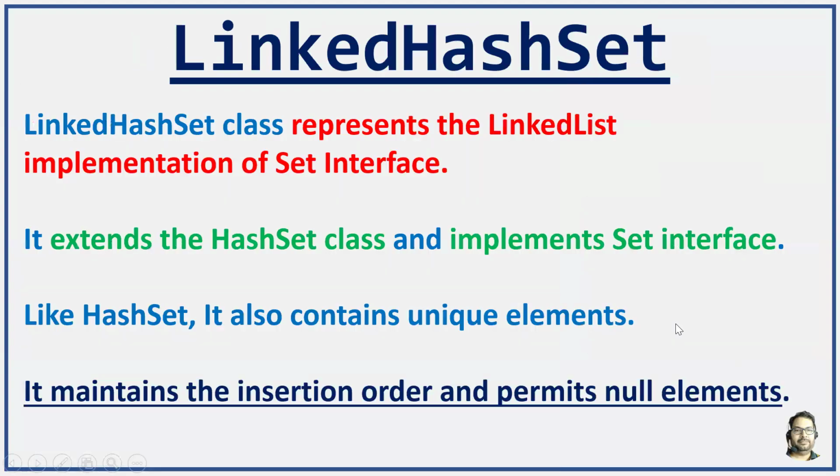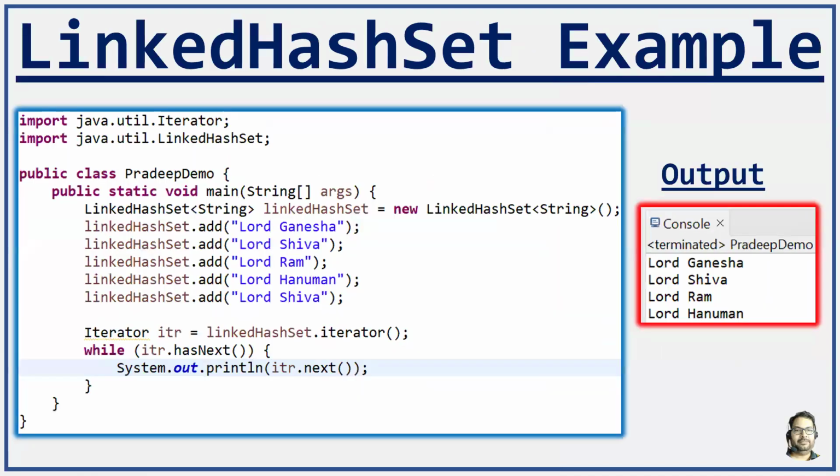Now we are going to learn about LinkedHashSet. The LinkedHashSet class represents the linked list implementation of the set interface. It means it is using the linked list concept also, in combination with the set interface. It extends the HashSet class and implements the set interface. Like HashSet, it also contains unique elements. An important thing is that it maintains the insertion order and permits null elements. Now this is the example. We have added the elements here.